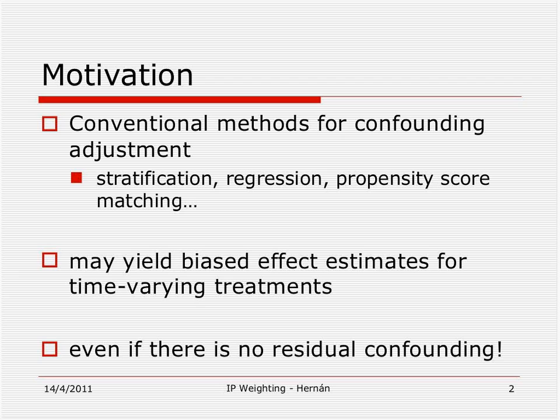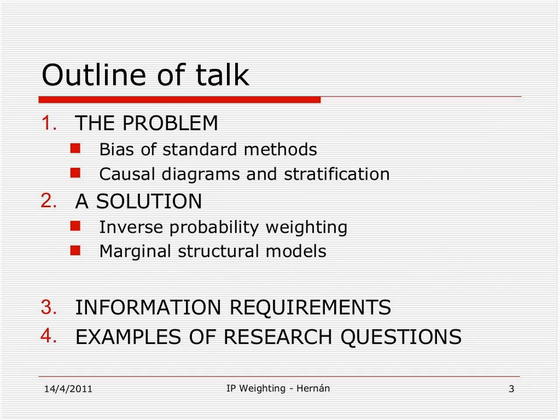So the motivation for the use of methods based on inverse probability weighting is that when we have confounding, time-varying confounding, methods to adjust for confounding, like stratification or propensity score matching or standard regression models, they all may yield biased effect estimates even if there's no residual confounding. So this is true even if we have measured all confounders, we may still have a problem.